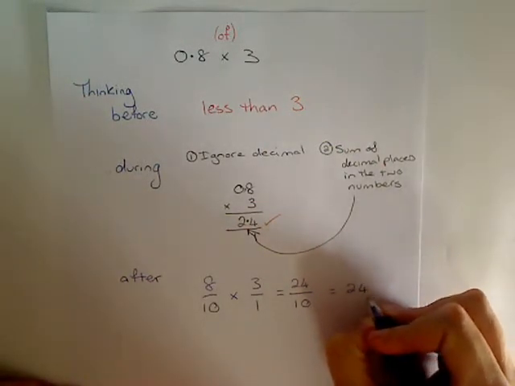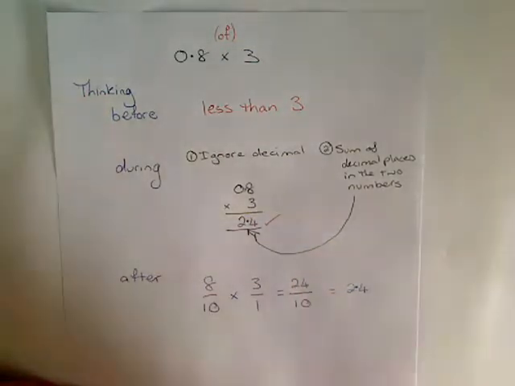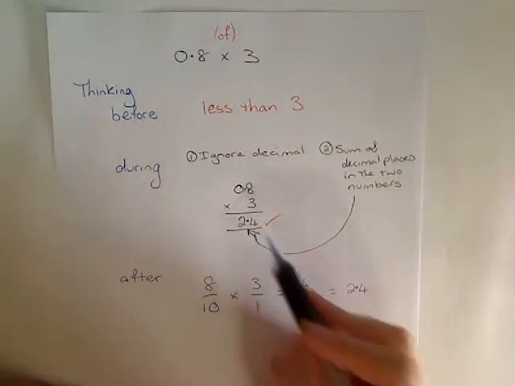24, and that's my tenths column, which means my decimal must be here. And again, I've got the right answer.